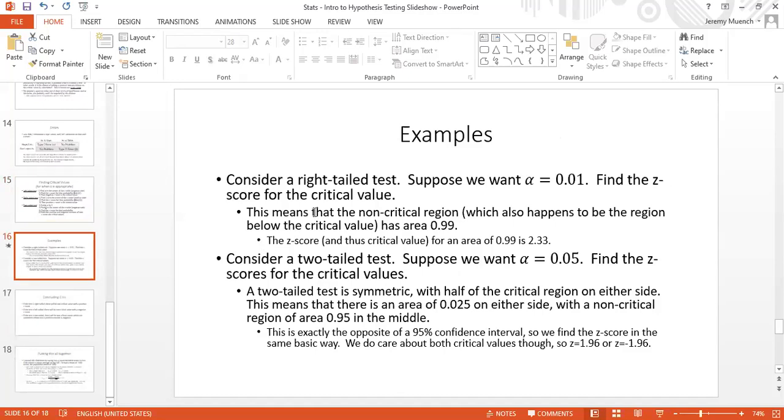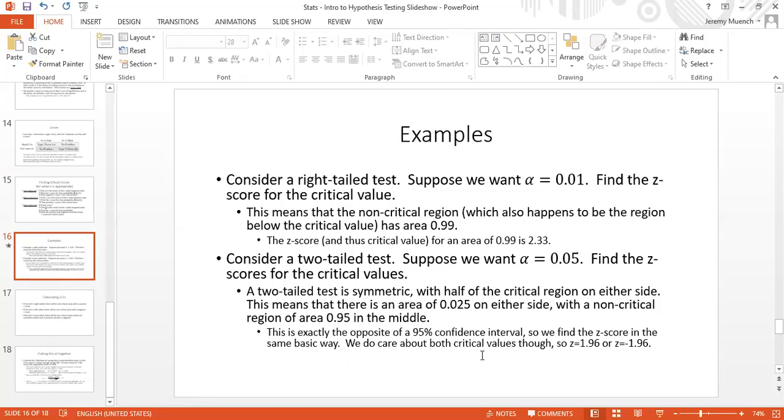So as an example of this, let's just show some examples of finding critical values. We already talked about this one. If we have an alpha of 0.01, you can find the z-score for that critical value by finding the z-score for an area of 0.99, which we saw was 2.33. And we saw this one too. Consider a two-tailed test, alpha equals 0.05, find the z-score for the critical values. So a two-tailed test is symmetric, so we look for an area of 0.025 on either side.